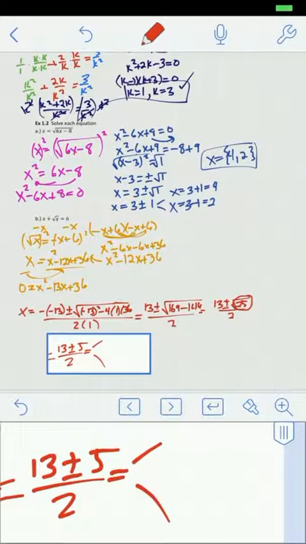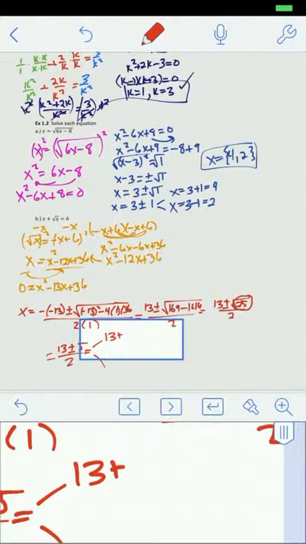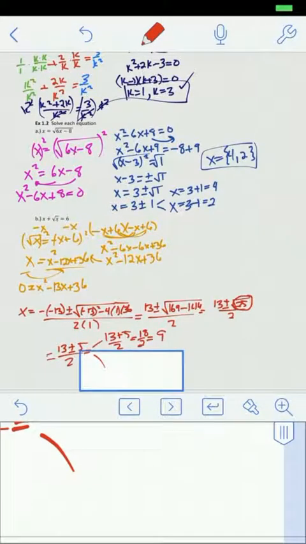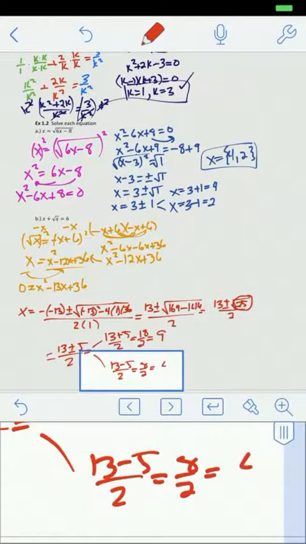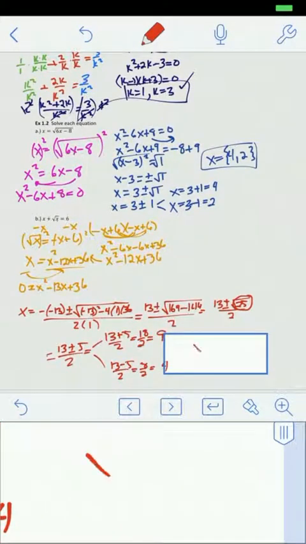And then from here I got to go two rows. 13 plus 5 over 2. That's going to be 18 over 2, or 9. 13 minus 5 over 2. That's going to be, let's see, 8 over 2, which is 4. So I end up with x is equal to 4 or 9.